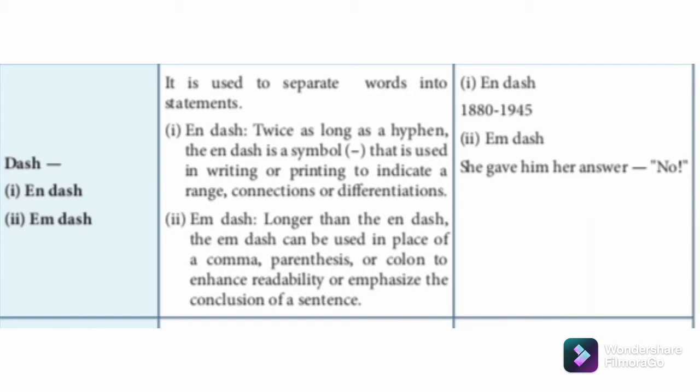Second one, m dash. What is m dash? It is longer than an n dash and the m dash can be used in the place of a comma, parenthesis or colon to enhance readability or emphasize the conclusion of a statement. Look at the example. She gave him her answer—no. In this example, we have the m dash which is longer than the n dash.